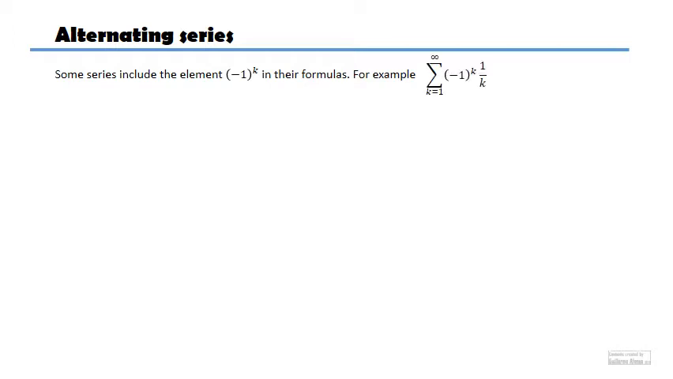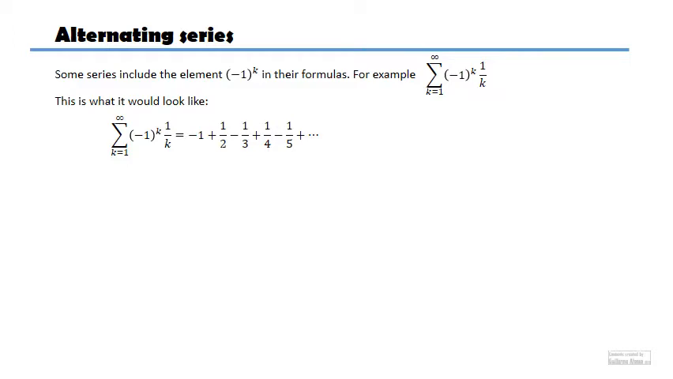What does it mean? Like this one here. Let's take a look at what this one actually looks like. The first element will be when k equals 1, so I get a minus 1 divided by 1. When it's 2, (-1) squared gives a positive number, so I get plus 1/2. Subsequently, I get plus 1/2, minus 1/3, plus 1/4, minus 1/5. And you see how the sign of each element keeps alternating from negative to positive to negative to positive, and so on. So this is what an alternating series looks like.